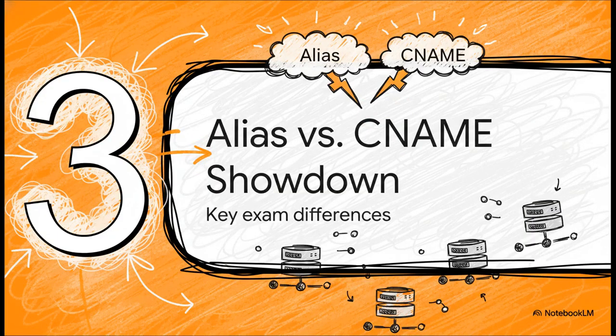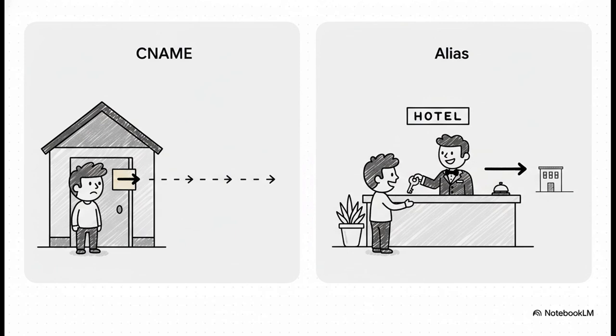Okay, to really nail this topic for your certification, we have got to put alias records and CNAME records side by side. Let's do a little showdown and look at exactly what sets them apart. This is crucial stuff. I love this analogy because it makes things so clear. A CNAME is like a forwarding address. It tells your browser, hey, the resource you want isn't here. Go look up this other name. So your browser has to make a second trip.